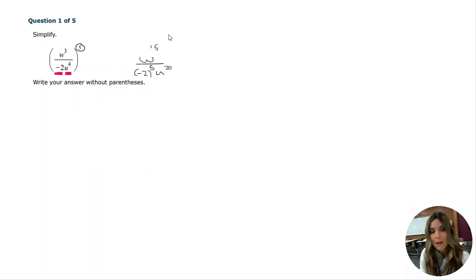Okay. Now on the next part of this, you are going to write this without parentheses. And so on the top, there's nothing to simplify because we don't know what the value of w is. On the bottom, we can simplify the -2 to the 5th, and that gives us a -32 u to the 20th. Okay, now there are a few different ways that you can write this.